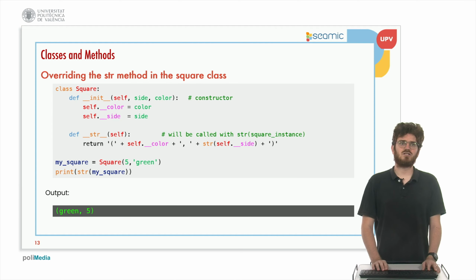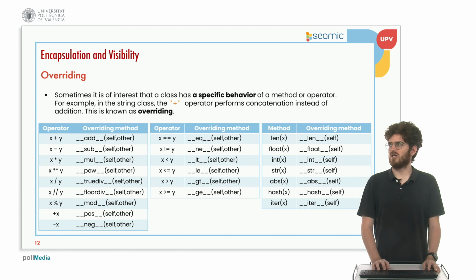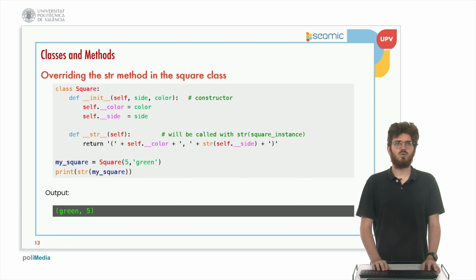So for example, if you want to change the textual representation of a square, we can check back in the table and see that the conversion to text is done with the string method, which is called double underscore str double underscore down here. And we can always redefine its meaning such that, for example, we use a parentheses notation with the color, a comma, and then the side. Note how we need to change the side attribute into a string because, of course, it was an integer.